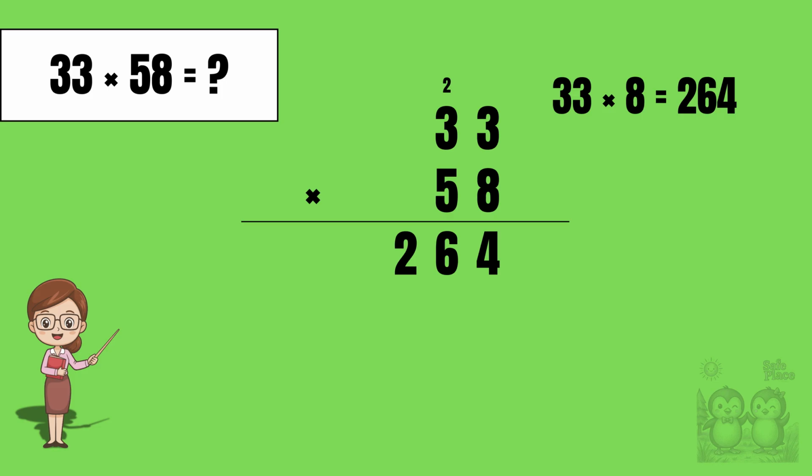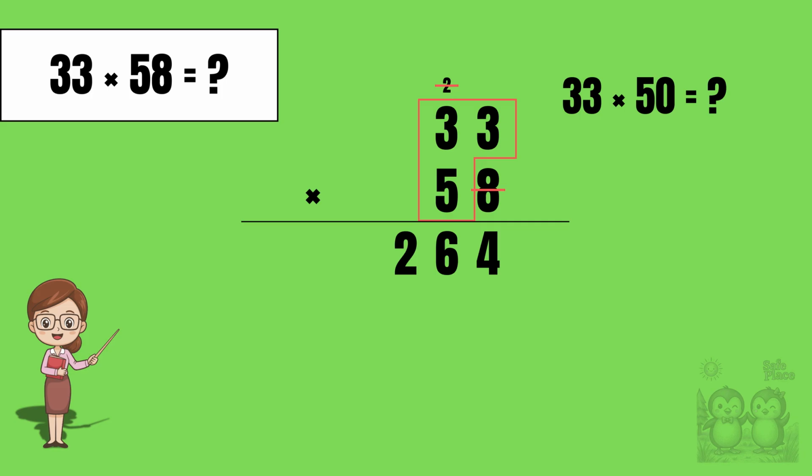We are done with our first calculation. For clarity, it makes sense to cross out the numbers we already used. So we can cross out the 8 and the small 2. The next step can be a little confusing, so pay close attention. Now we calculate 50 times 33.